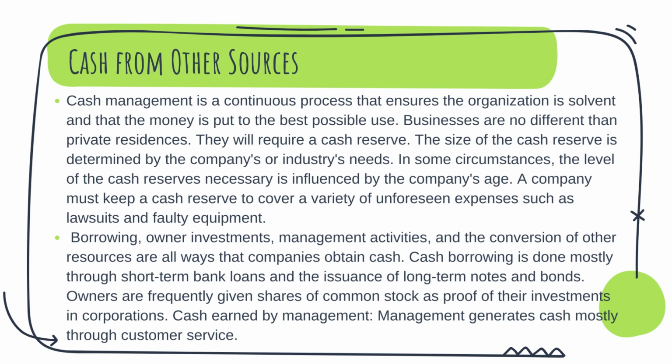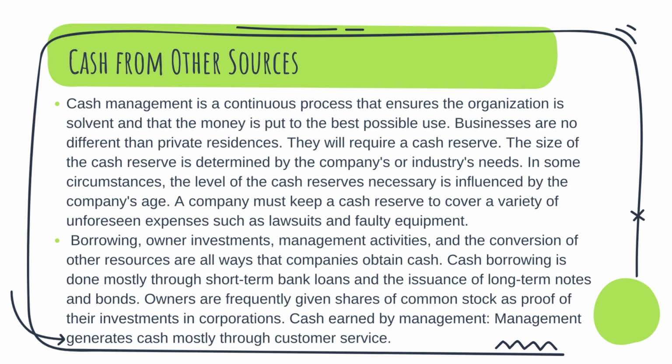Cash from other sources. Cash management is a continuous process that ensures the organization is solvent and that the money is put to the best possible use. Businesses are no different than private residences. They will require a cash reserve. The size of the cash reserve is determined by the company's or industry's needs. In some circumstances, the level of the cash reserves necessary is influenced by the company's age. A company must keep a cash reserve to cover a variety of unforeseen expenses such as lawsuits and faulty equipment.